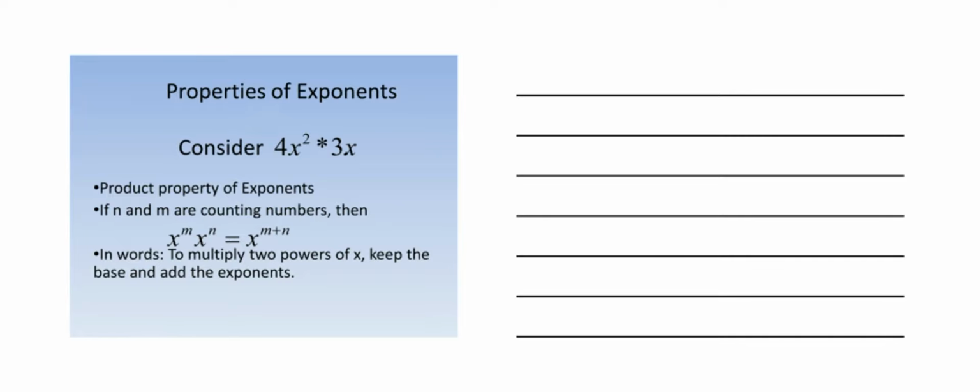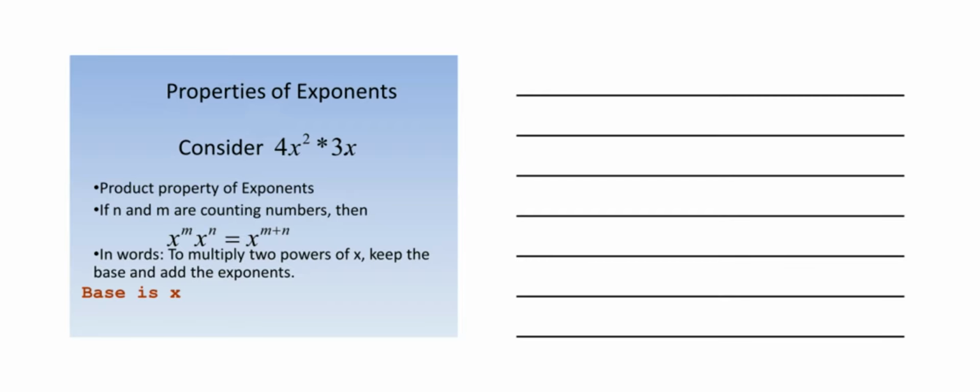Properties of exponents. Consider 4x squared times 3x. Product property of an exponent: if n and m are counted numbers, then x to the m times x to the n is equivalent to x to the m plus n. So in words, to multiply two powers of x, keep the base and add the exponents.